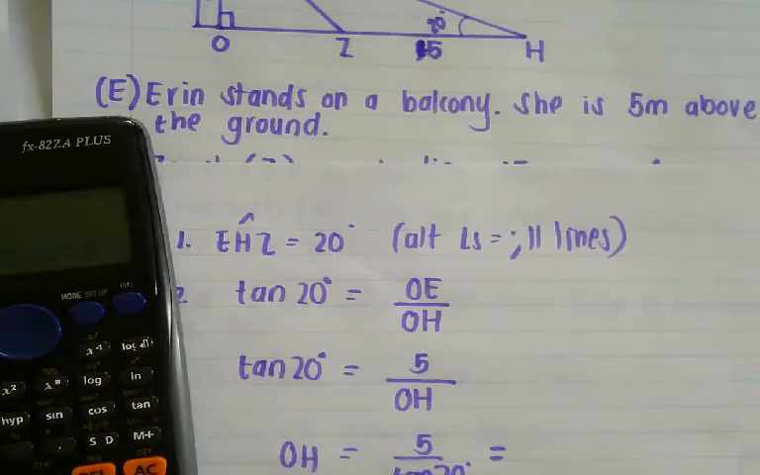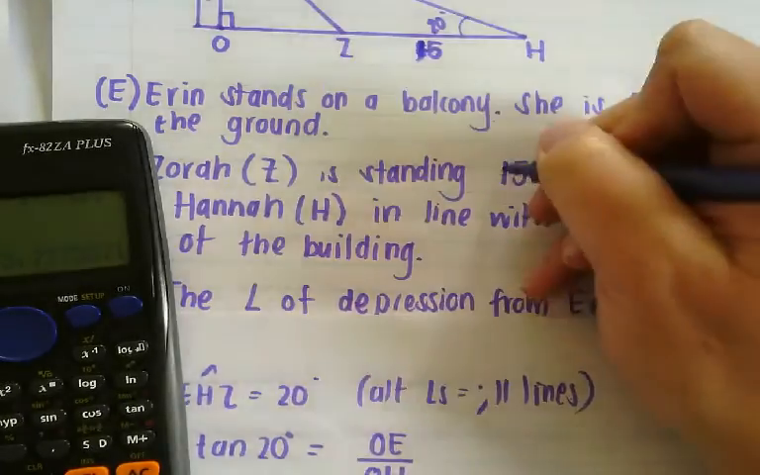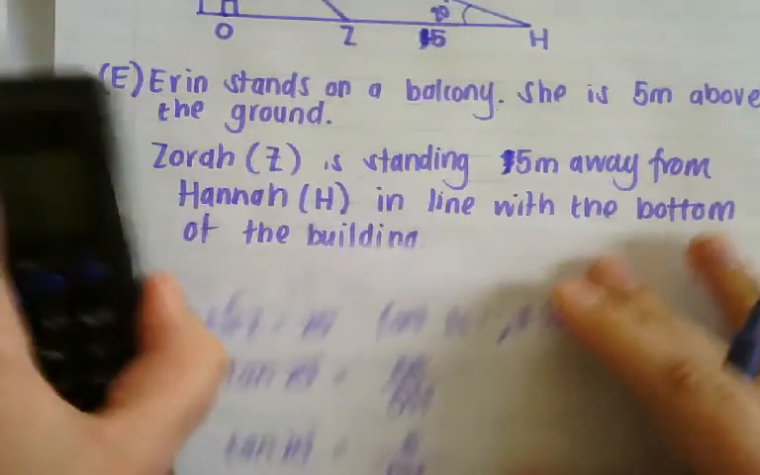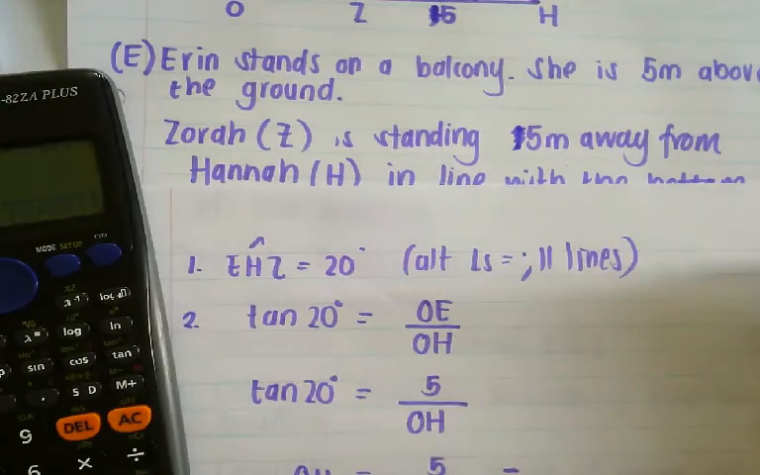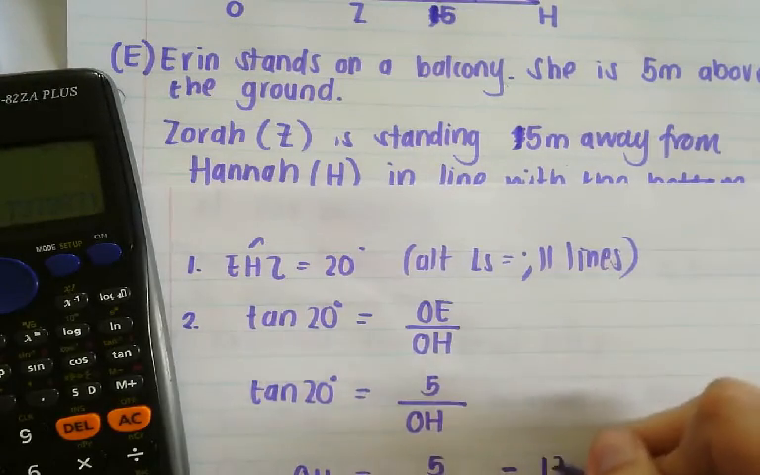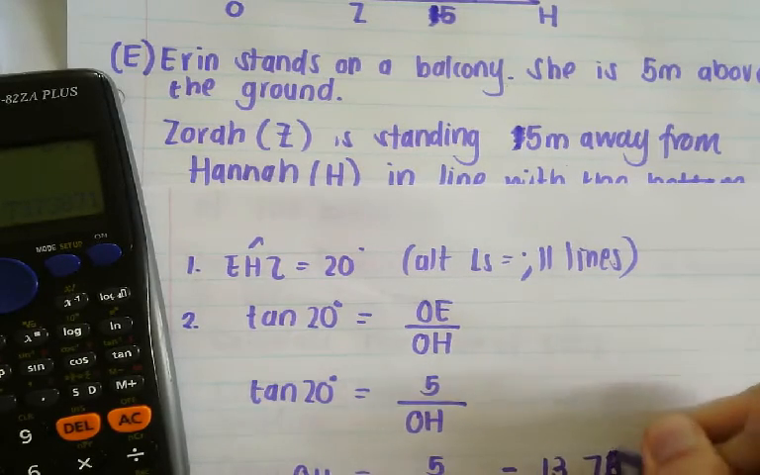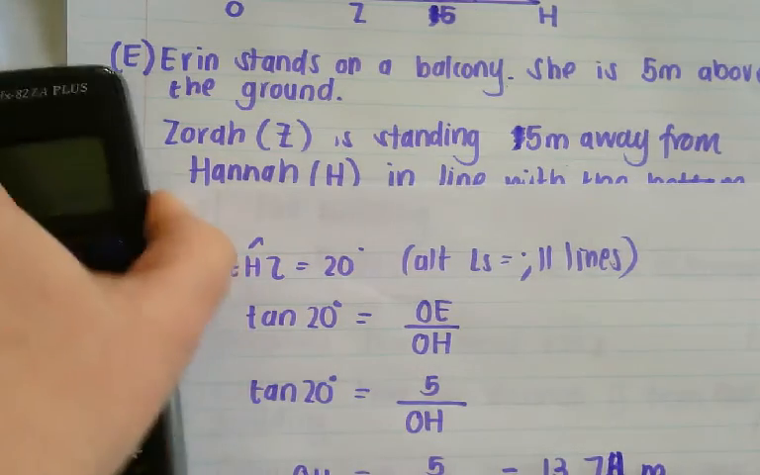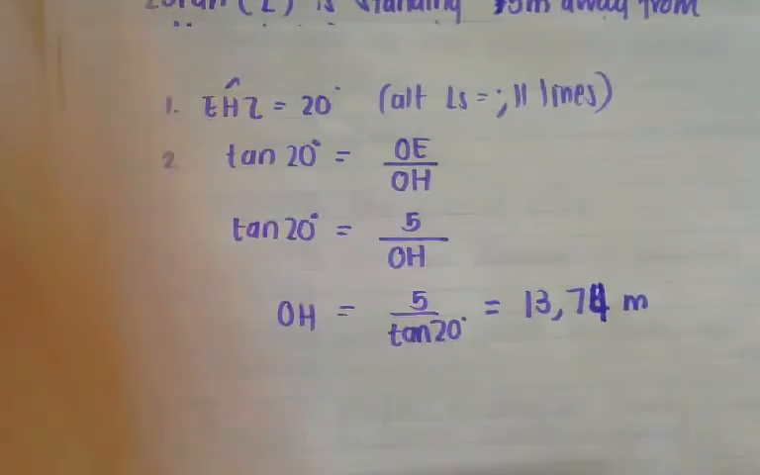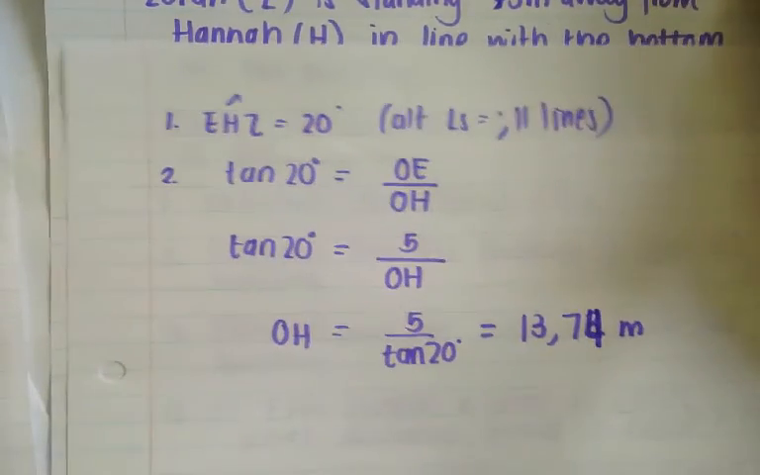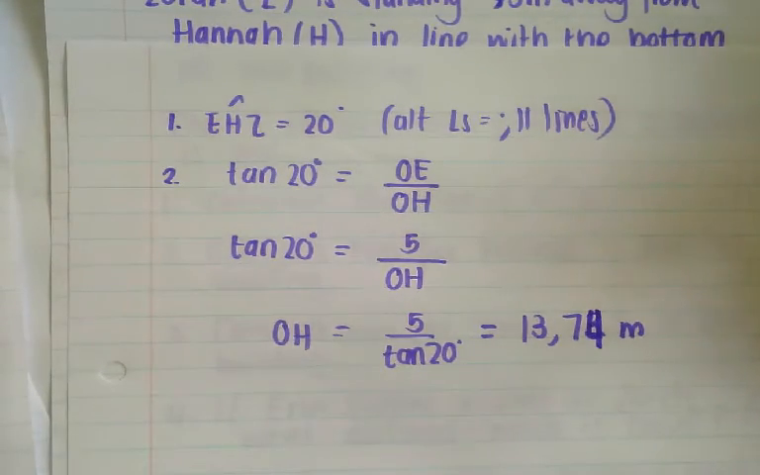Okay, make that 5 meters, else it's not going to make any sense. So Hannah is 13,74 meters away from the building.